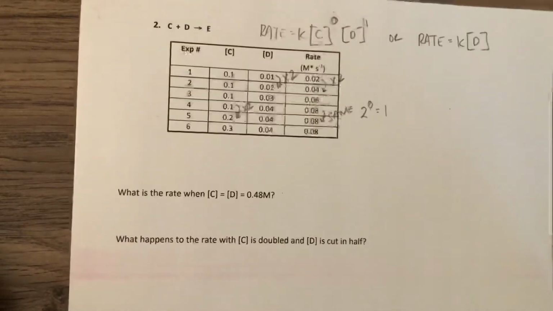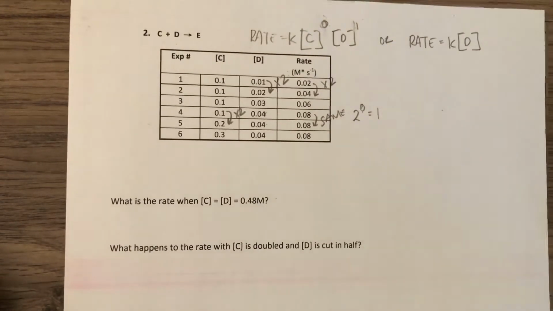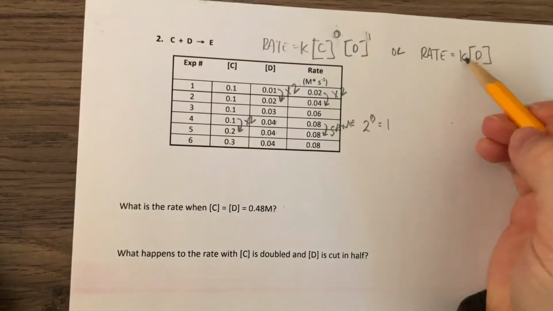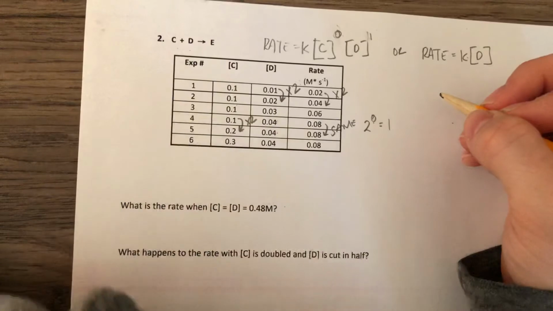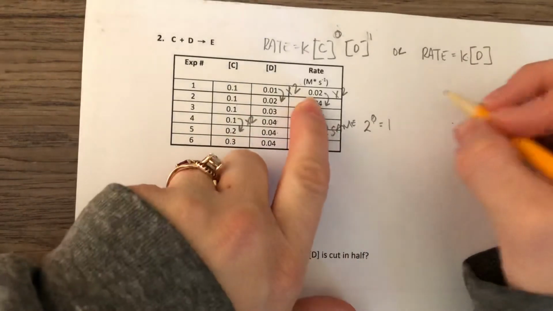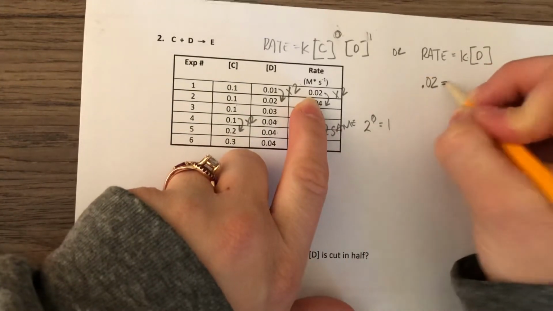All right, there's a few other questions. What is the rate when the concentration of C, I forgot. We have to solve for K. So choose, again, any experimental trial that you want. I'm going to choose the first one, solve for K. So the rate is 0.02.